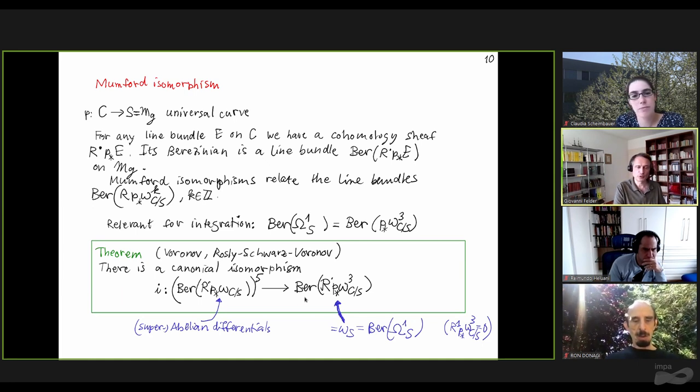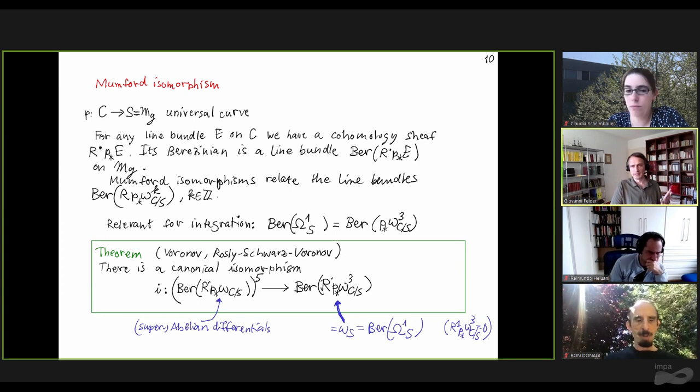So to integrate something, we want a section of the Berezinian on the right hand side, and we will construct this section starting from sections of the left hand side, where we have sections of the bundle of one forms. The right hand side, as I said, is the Berezinian of the cotangent bundle, so it's a canonical sheaf of the moduli space, and on the left hand side we have these abelian differentials, a generalization of the abelian differentials, and they are basically classical objects, or in one-to-one correspondence with classical objects.